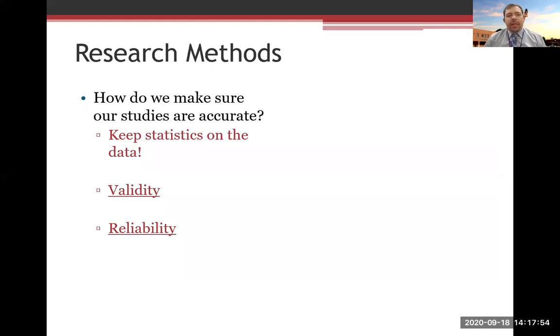So the first thing we need to consider is, when we are keeping statistics on our data, it is critical that the data is both reliable and valid. And I will tell you, we will review this a lot when we get into our intelligence unit second semester. But as a quick introduction, validity tells us if the study or the data measured what it was supposed to measure. So the study is valid if I'm measuring a certain thing and the data actually tells me about that certain thing.